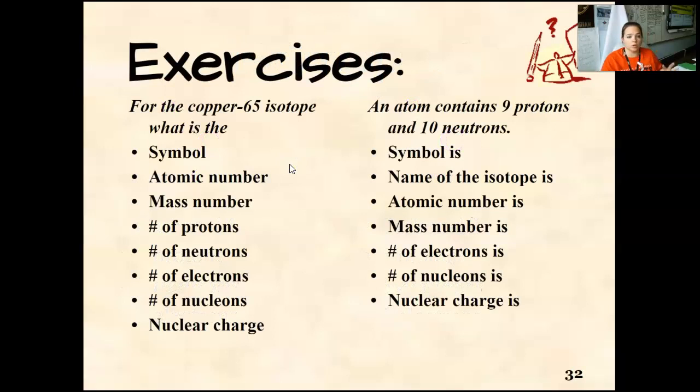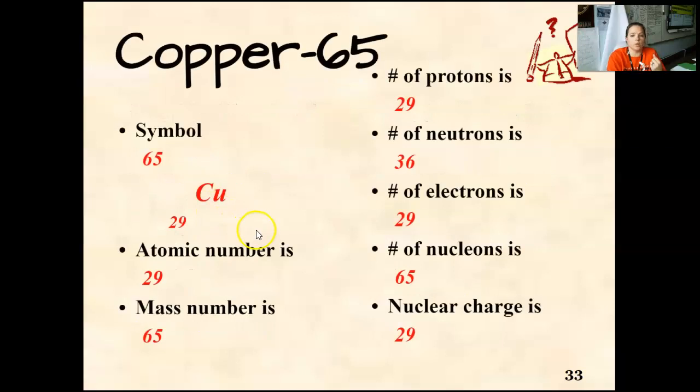So we're going to do a couple exercises. Let's look at the copper-65 isotope. We're going to figure out the symbol, the atomic number, the mass number, the number of protons, neutrons, electrons, and nucleons, the stuff in the middle, and then the nuclear charge. All right, let's look at the first one.